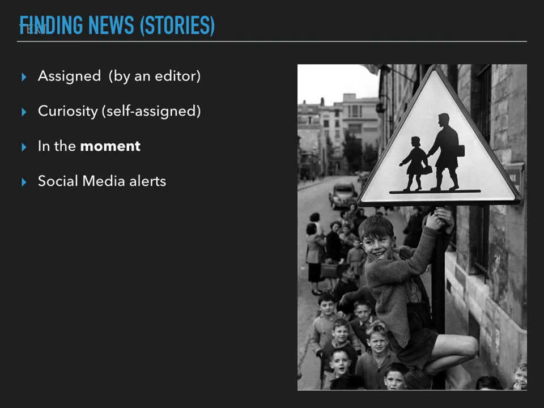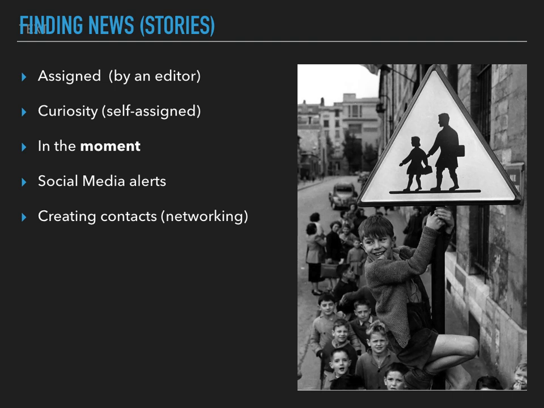Again, they're just tools to help you, or to help point you in the direction of where a story could be happening. And again, I can't emphasize this enough. It's always good to create contacts and work your network so that you can be tipped off on stories that might be happening. Talking to the local police chief, if that's possible.